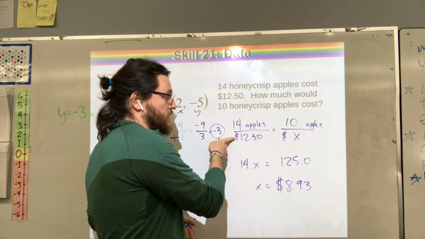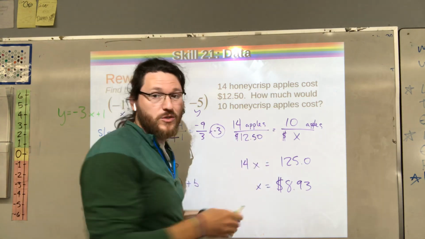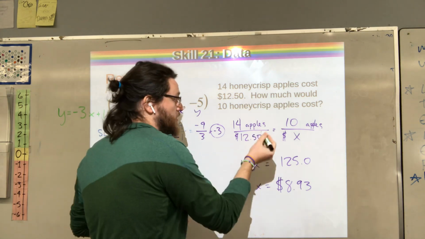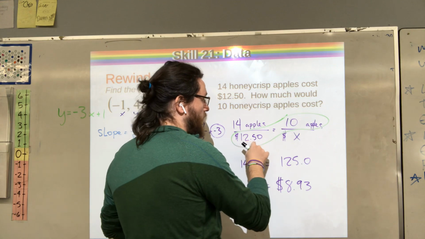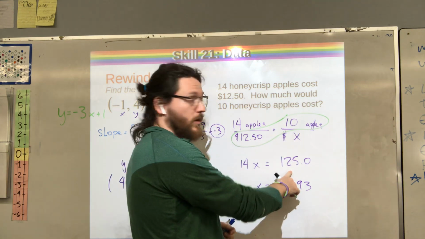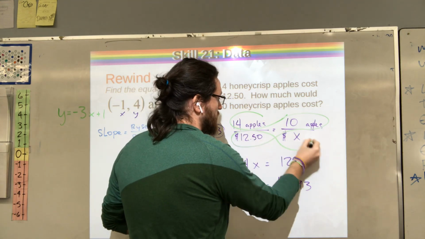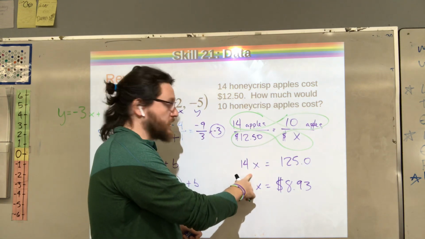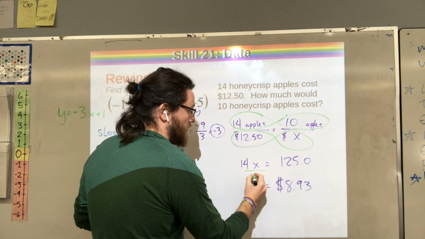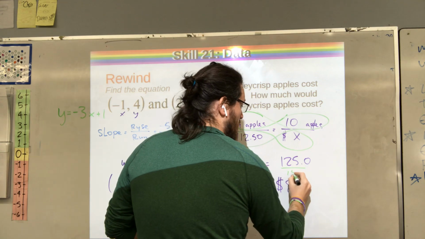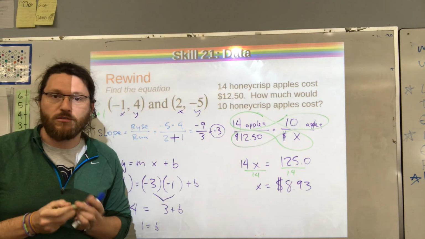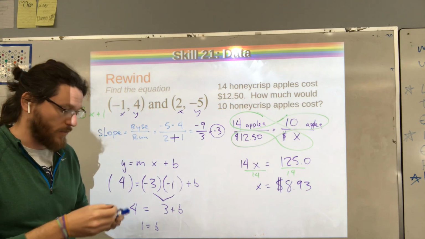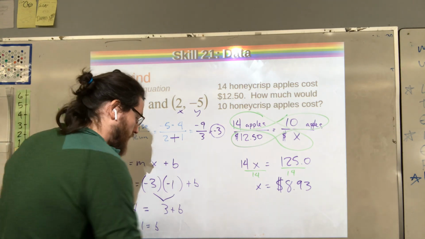So 14 apples cost this much. 10 apples cost this much. We don't know that value yet, but this problem becomes a pretty quick cross multiplication. 1250 times 10 gives us 12,500. 14 apples times x gives us 14x. To solve this one, we just have to divide both sides by 14, right? And we end up with our value, $8.93 for those 10 apples. Okay, cool. So let's keep grooving.